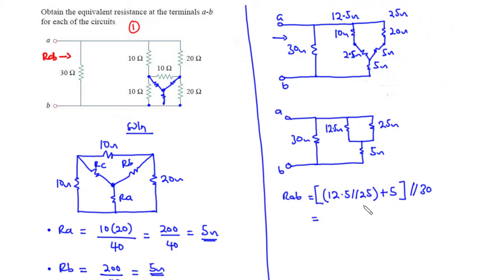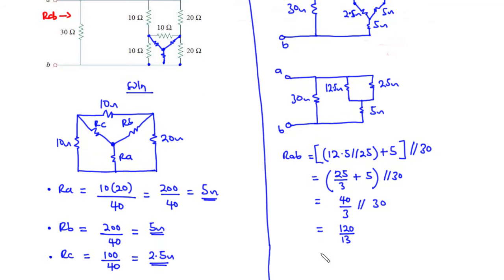Now 12.5 parallel 25 is 25 over 3, plus 5, all parallel 30. 25 divided by 3 plus 5 gives 40 divided by 3, and then 40 over 3 parallel 30 gives 120 divided by 13. Now we can as well express this in decimal as 9.231 ohms. So we have the total resistance for this circuit to be equal to 9.231 ohms. Now let's move on as we solve the next question.